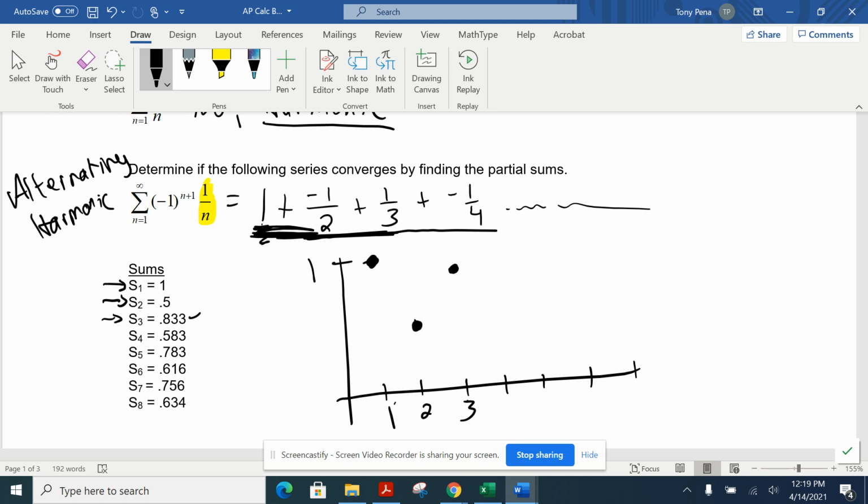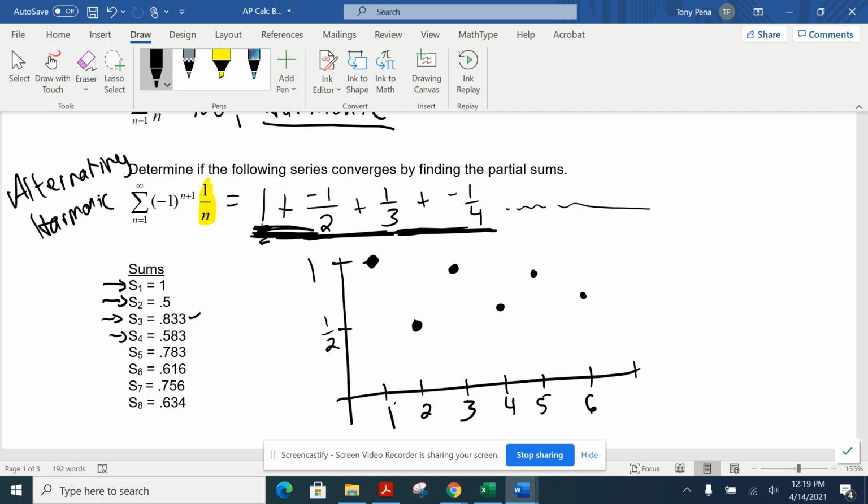The fourth one, now we go ahead and combine the negative 1/4 with that. That would give us a value of 0.583. So that should be a little bit bigger. Here was our half. So it should be a little bit bigger than that. And then let's do two more. The fifth sum would have been 0.783. The sixth sum would be 0.616. You can graph the next few if you want.